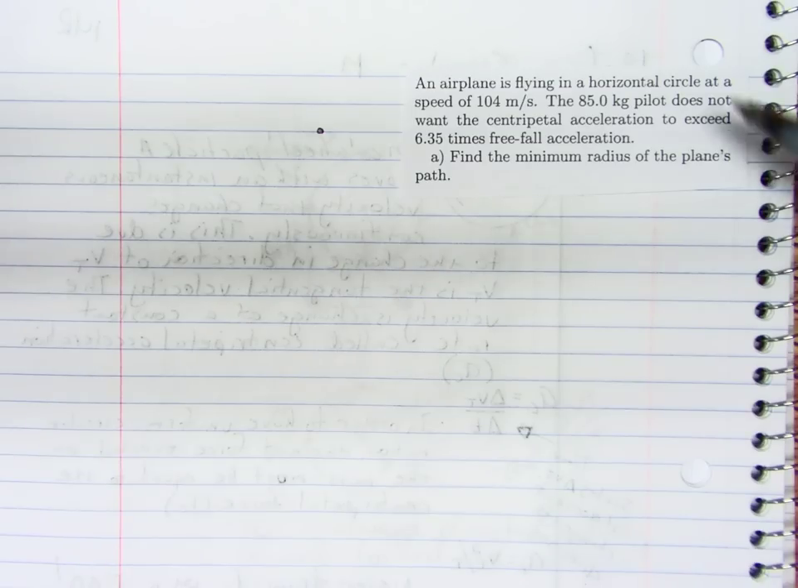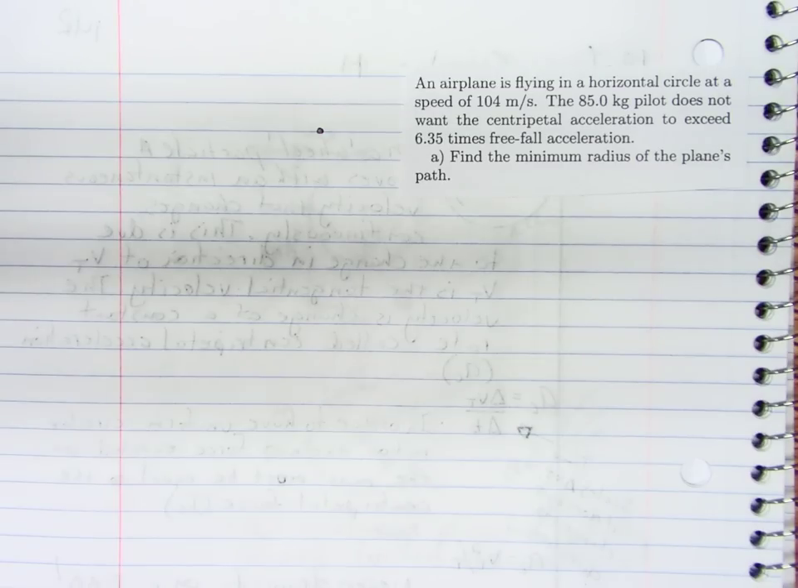Okay, so an airplane is flying at a horizontal circle at a speed of 104 meters per second. An 85-kilogram pilot does not want the centripetal acceleration to exceed 6.35 times free fall acceleration. Find the minimum radius of the plane's path.